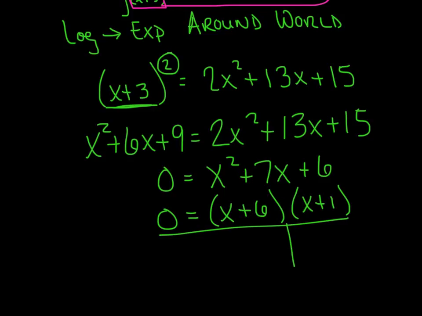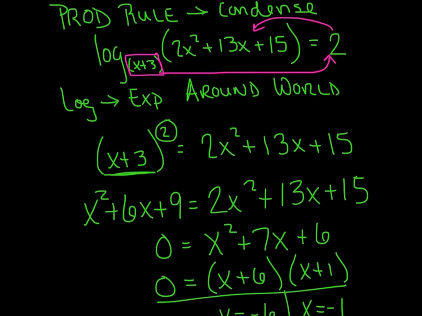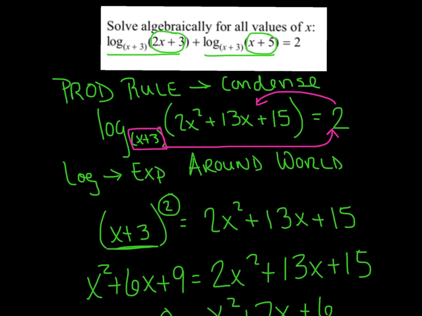Tee that up, and we're going to get x equals negative 6 as a potential solution, and x equals negative 1. Of course, those are potential solutions. Here's what we've got to do. We've got to make sure that the inner functions are positive up here in the original one. And here's the trick: everything's got to be positive. So this quantity's got to be positive, and this quantity's going to be positive.